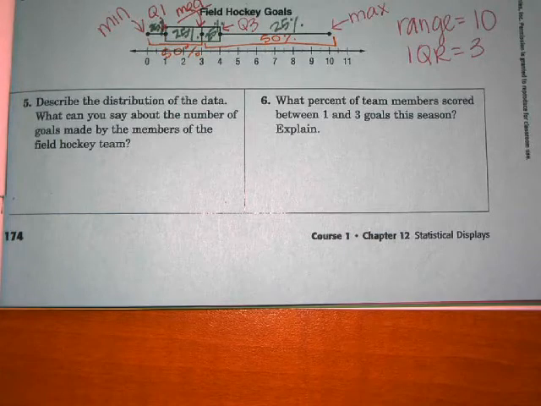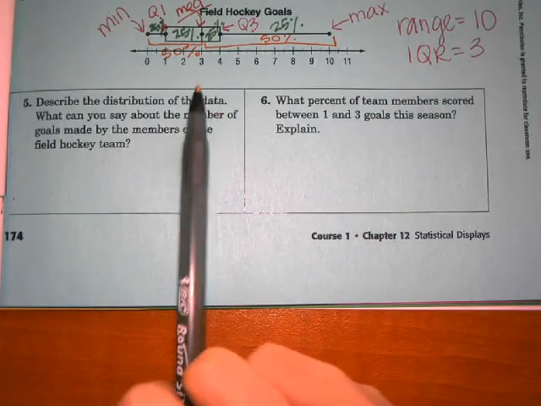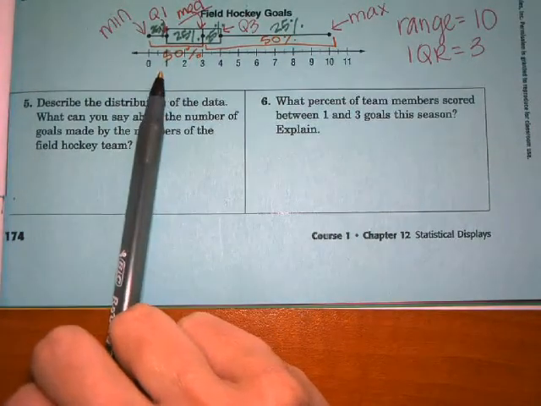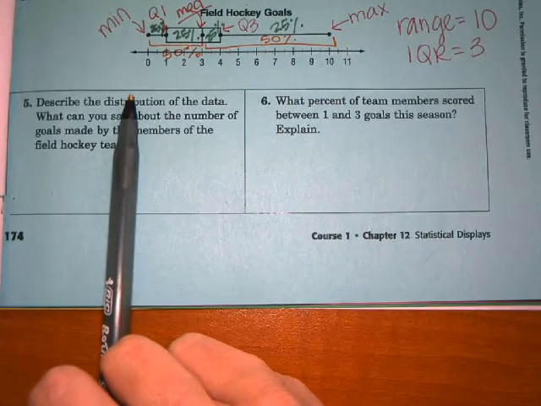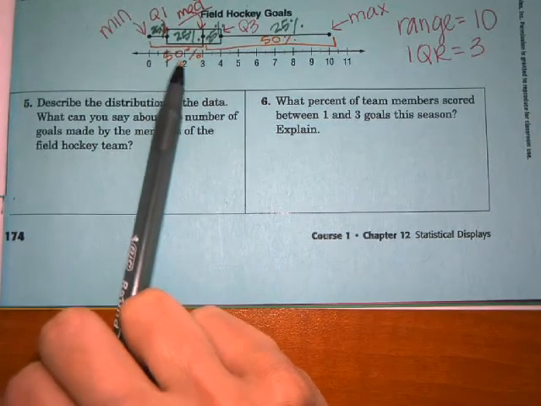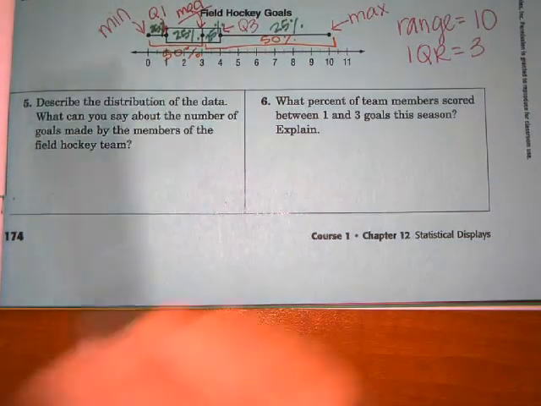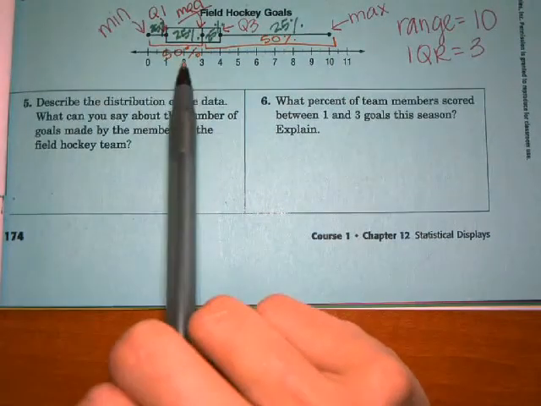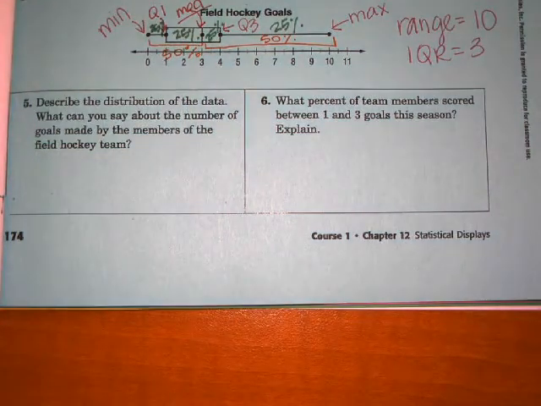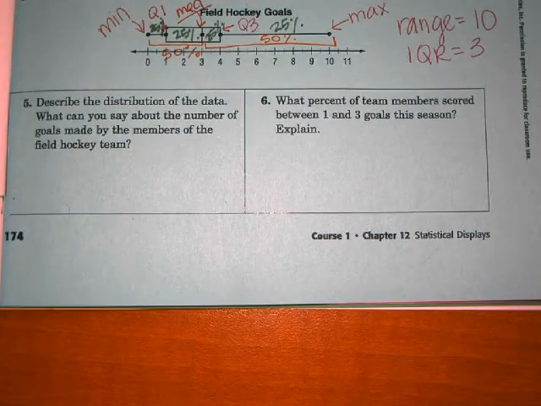Bella. 50% have played 1 to 4 games. We're not talking about games. This is goals. Sorry, goals. So what was it again? 50% have scored 1 to 4 goals. Yes, yes. 50% of students scored 1 to 4 goals. Excellent. Gavin. 50% did not score more than 3 goals. Okay, so 50% did not score more than 3 goals. Good. Anything else, guys?